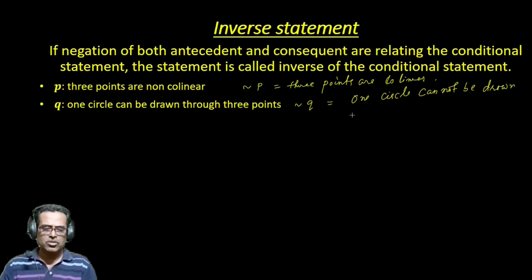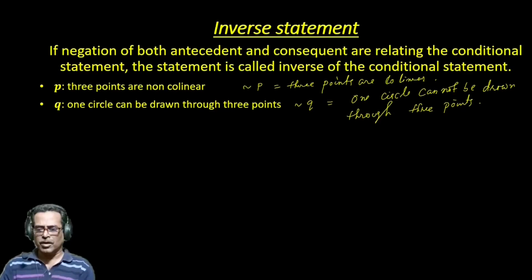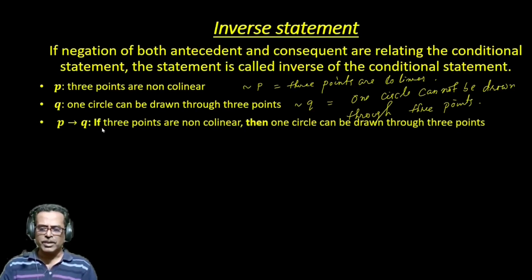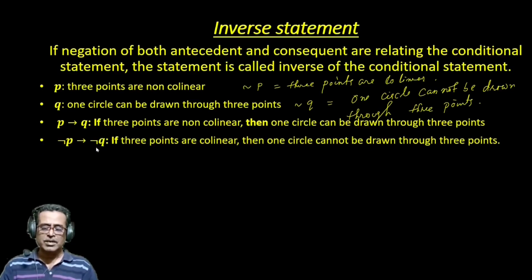drawn through 3 points. Now, P and Q: if 3 points are non-collinear, then one circle can be drawn through 3 points. And its inverse statement: if 3 points are collinear, then one circle cannot be drawn through 3 points. Clear? And it is also not equivalent to P implies Q. If we form the truth table, then we will find that it is not equivalent to P implies Q.